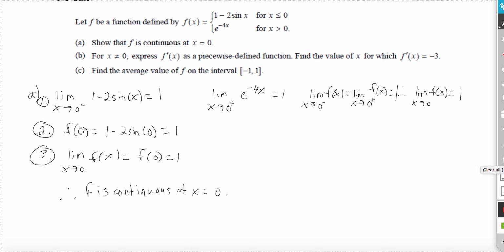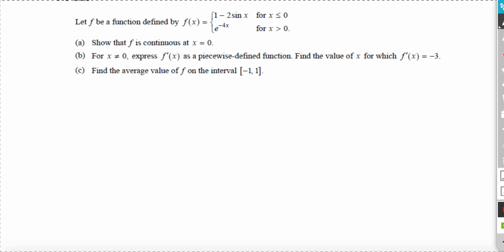All right, let's move on to part B. Part B says, for x not 0, express f prime as a piecewise defined function. So we want the derivative of this. f is piecewise, so the derivative will be piecewise, but it says don't include x equals 0. All right, this shouldn't be too bad.